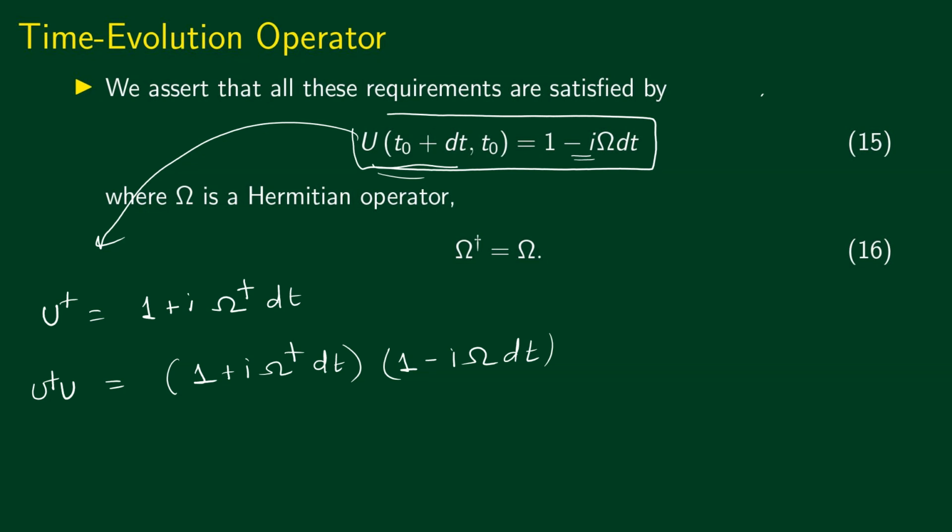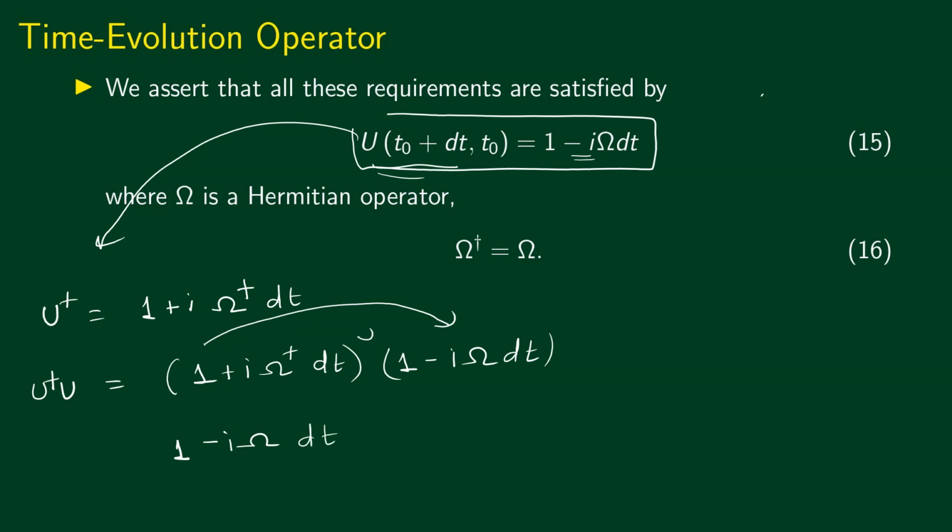Now let's multiply this, and remember, when we multiply we need to retain only those terms which are first order in dt. The higher order terms are neglected. You can avoid the higher order terms because we are dealing with infinitesimal quantities. So if we carry out this multiplication, you get 1 multiplied by 1, the identity operator multiplied by the identity operator is the identity operator itself, and then we have the identity operator multiplying this. This is 1 minus i omega dt.